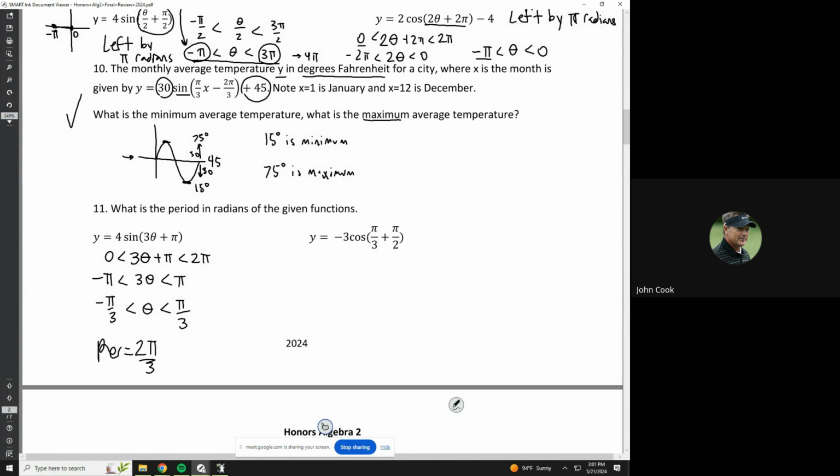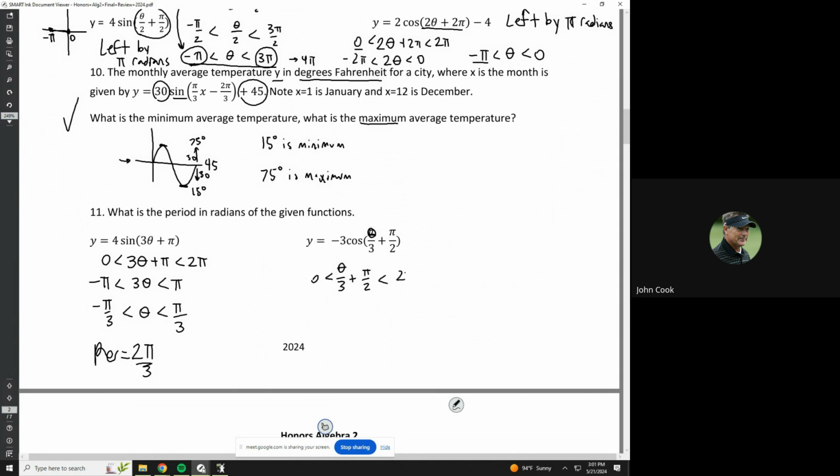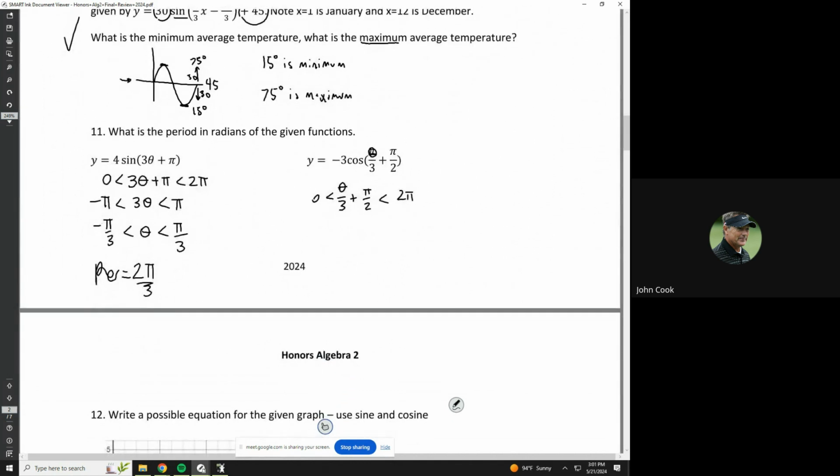Okay, similarly, I bet one of these is supposed to be a theta. Let's call that one theta right over there. So theta over 3 plus pi over 2. Okay, so we've got to go between 0 and 2 pi. So if I subtract pi halves from both sides, I get negative pi halves on this side. And then 2 pi minus pi halves, that's going to be 3 pi halves.